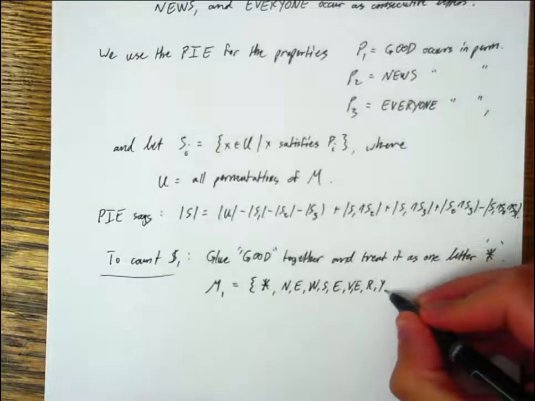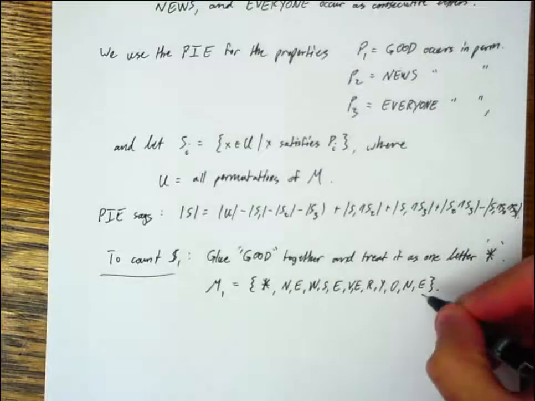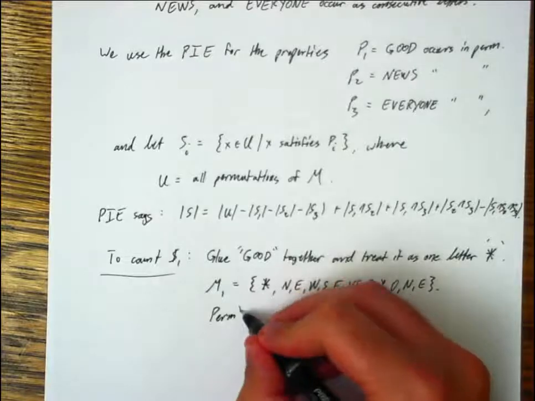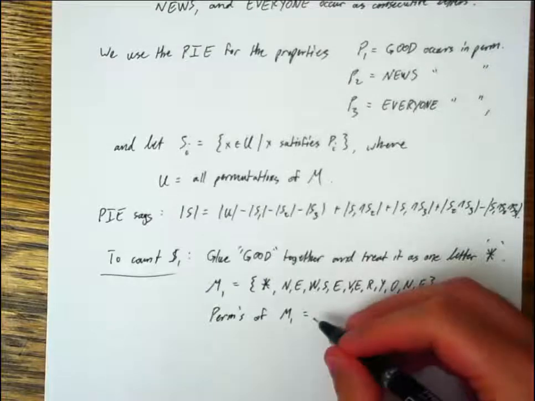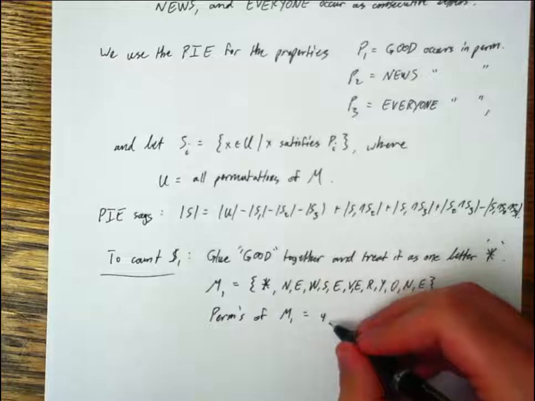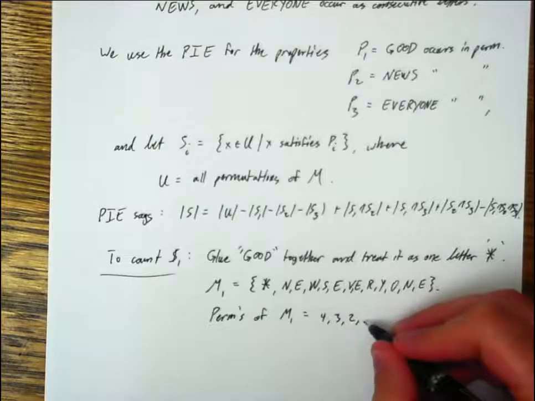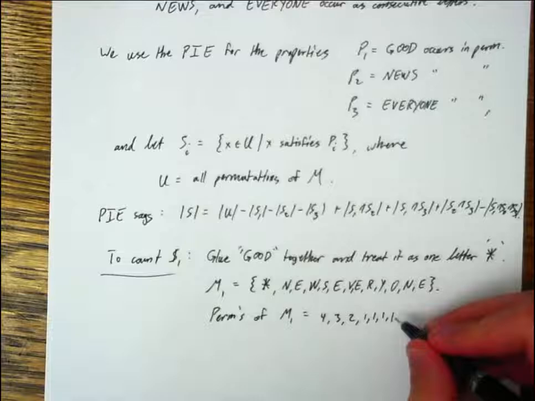And this is going to be a brand new multiset. Okay, and we can count the permutations of M1. So perms of M1, I can count using the multinomial coefficients. And let's see, E is repeated 4 times here. I think there's also a 3, a 2, and there are quite a number of 1s left over.